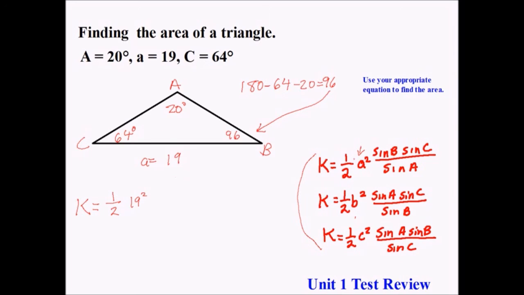So being that we have little a, big A goes in the bottom. So it's going to be sine 64 sine 96 all over sine of 20. Plug that in your calculator. 0.5 times 19 squared times sine 64 times sine 96 divided by sine 20. And the area would approximately be 471.7 units.